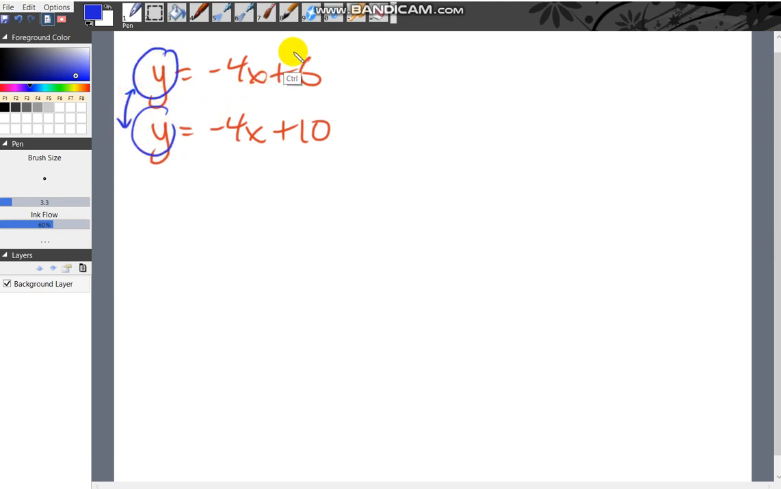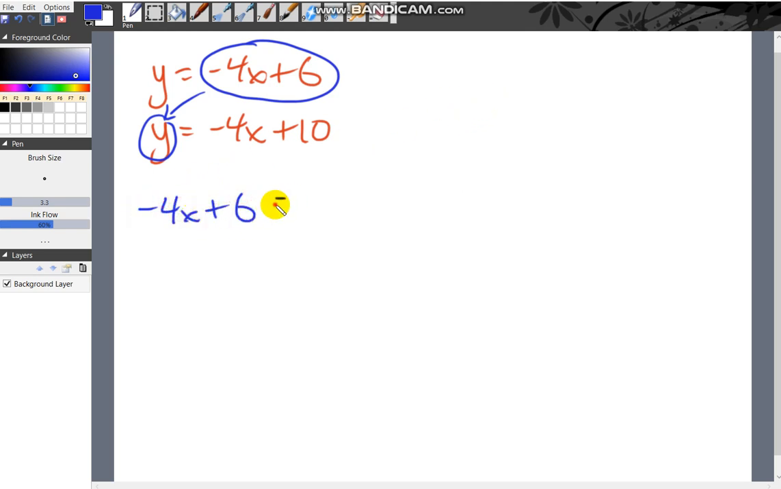Since they both look the same, what we can do is take this expression and plug it into here. If we were to write this out, this is negative 4x plus 6 equals negative 4x plus 10. Let's go ahead and try to solve for x.